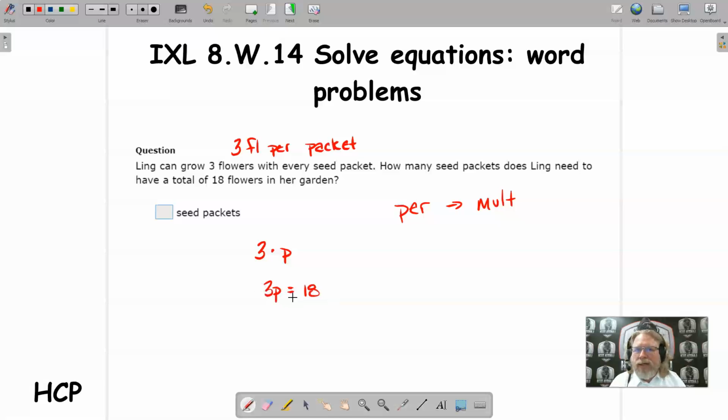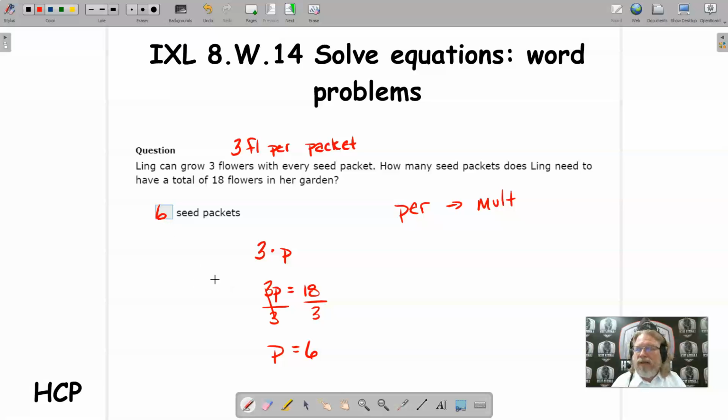Well, like we've been doing in solving one-step equations, this 3 is tied to the P through multiplication. The opposite operation is division. We're going to divide by the very number we wish to get rid of, which is 3. And what we do to one side, we're going to do to the other. We know that the 3's cancel each other, and we end up with P. And 18 divided by 3 is 6. So it would be 6 seed packets.